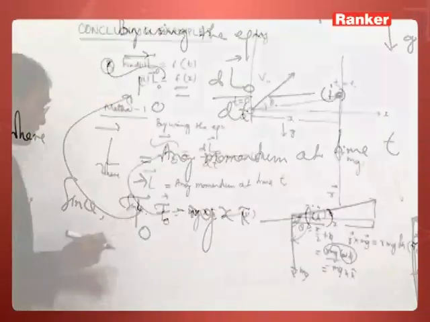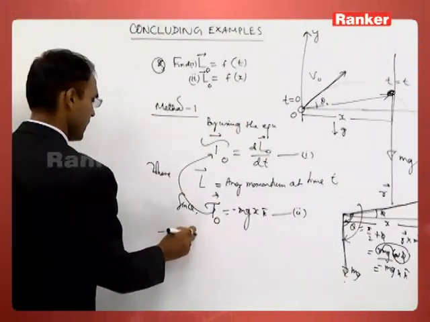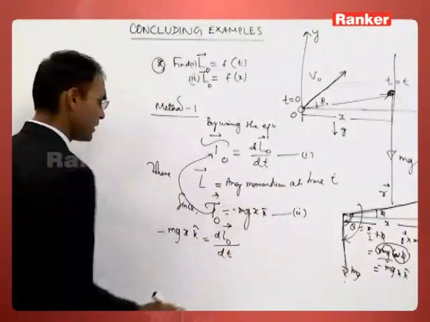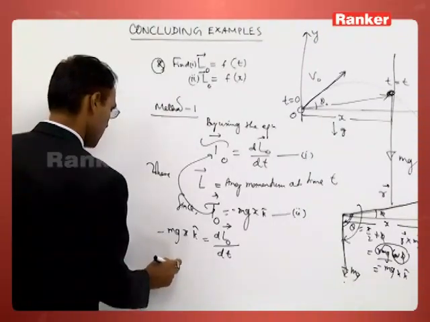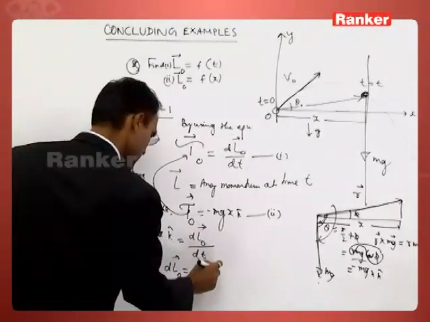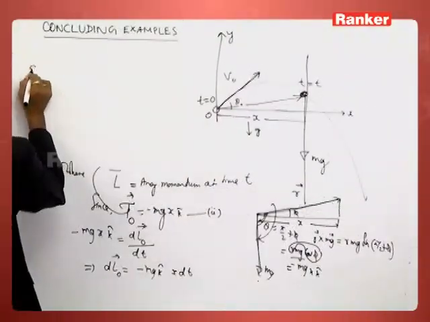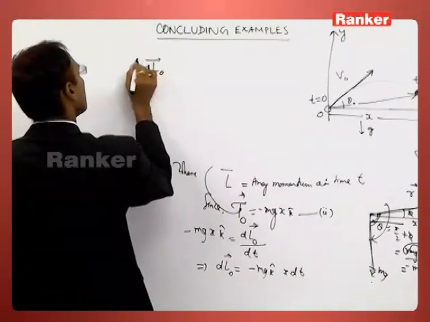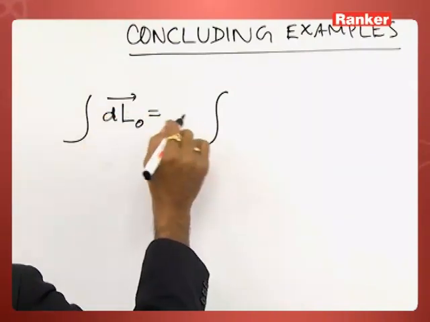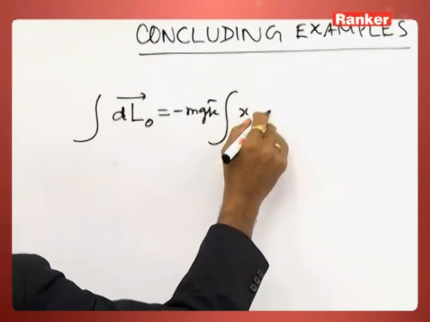Substituting tau from equation 2 in equation 1, we get minus mg x k cap is equal to rate of change of angular momentum of the particle with respect to O. This gives us dL_O is equal to minus mg x k cap dt. Let us integrate both sides. Integration of dL_O is equal to minus mg x k cap vector dt.